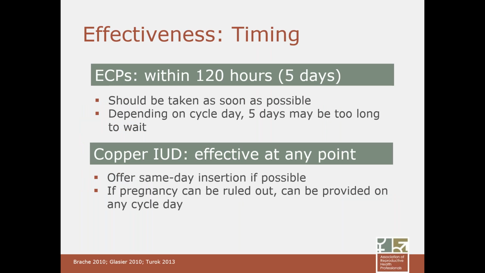Thinking a little bit about effectiveness and timing, emergency contraceptive pills, which would be the UPA and levonorgestrel, should be taken within 120 hours or 5 days after unprotected intercourse. Women may be very concerned about this time limitation, and they may also take the approach that, oh, I have a lot of time. So it's very important to emphasize that although the label says it may be taken up to a certain time, ideally it should be taken as soon as possible.